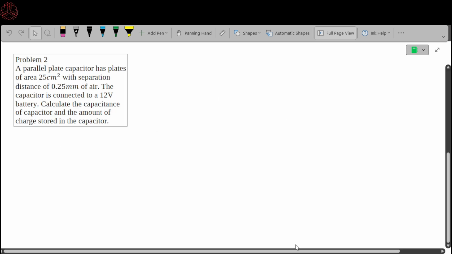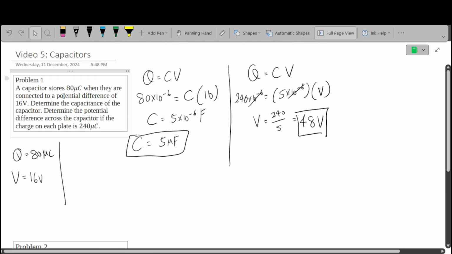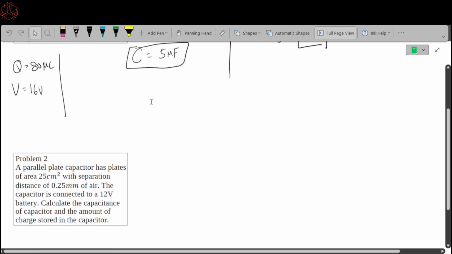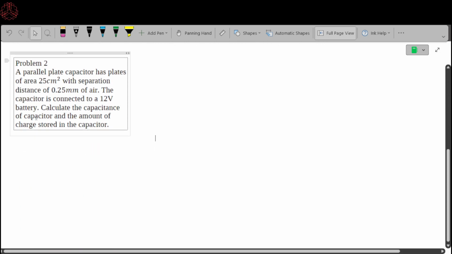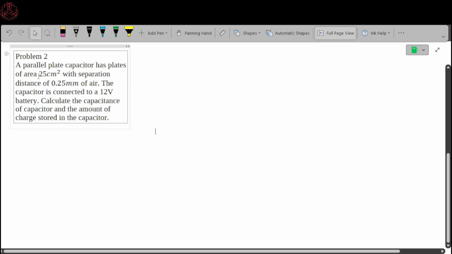Okay, moving on to the second question. Previously, we related charge and voltage to the capacitor. Now we have actual physical dimensions. Let's read the question. A parallel plate capacitor has plates of area 25 centimeter square with separation of distance 0.25 millimeters of air. The capacitor is connected to a 12 volt battery. Calculate the capacitance of the capacitor and the amount of charge stored in the capacitor.